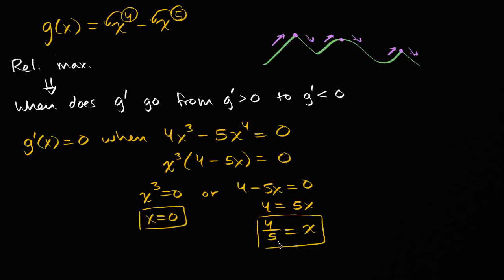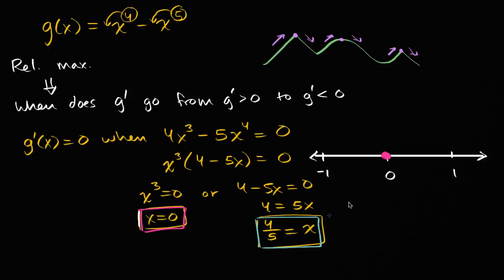Now let's think about what g prime is doing on either side of these critical values. And I'll draw a little number line here to help us visualize this. There we go, a little bit of a number line. And let's see, we care about 0 and we care about 4/5. So let's say this is -1, this is 0, this is 1. And so we have one critical point here at x equals 0. And then we have another critical point at x equals 4/5.